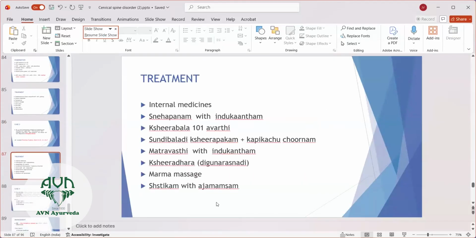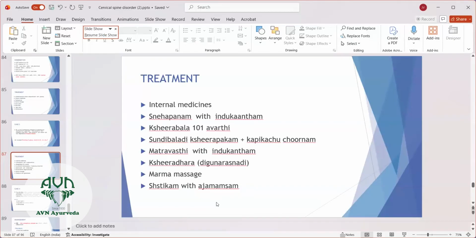Internal medicines we have given. In this case, Dhanvantaram Kashaya and Ashtavarga Kashaya were given internally. Snehapana with Indukanta Ghrita, 14 days of Snehapana he has undergone, along with Sirabala Nutan Avarti, and Shunthi Baladi, Sirabaga Kashaya with the Kavikas Churna we have given.